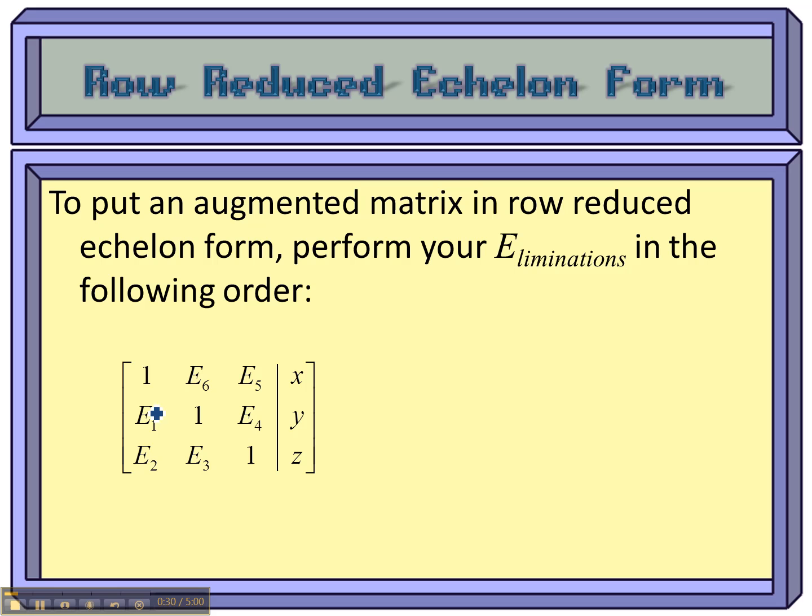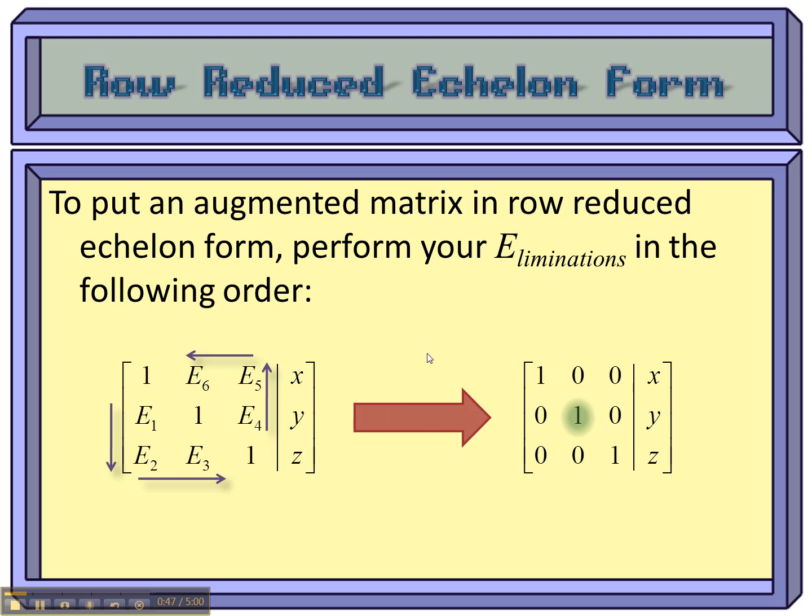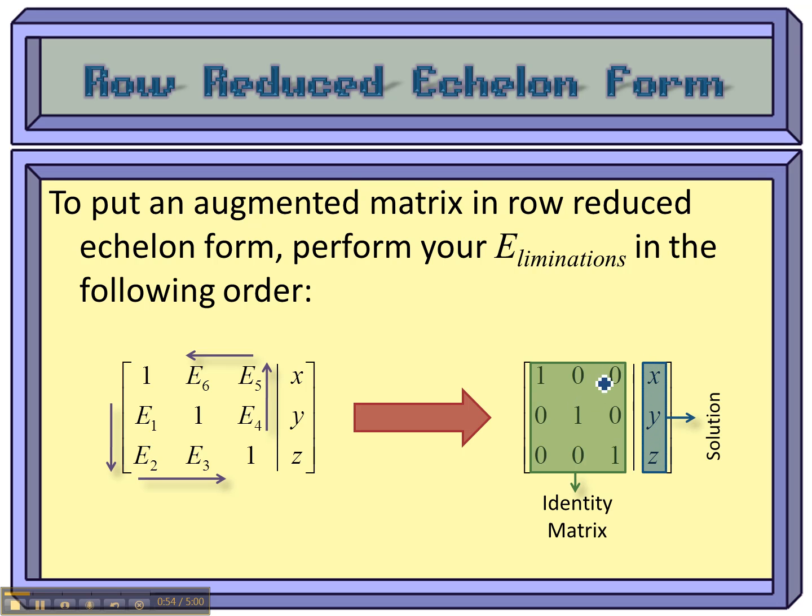E1, I'd want to eliminate that x value, then the second x value, the E2, and then the y value, E3, then this z value, E4, eliminate the z value in the top, and then finally the y value in the first equation. And what we're left with is the identity matrix over here on the left side. And on the right hand side is our actual solutions. In other words, the x is equal to that number, the y is equal to this number, and the z is equal to that number.